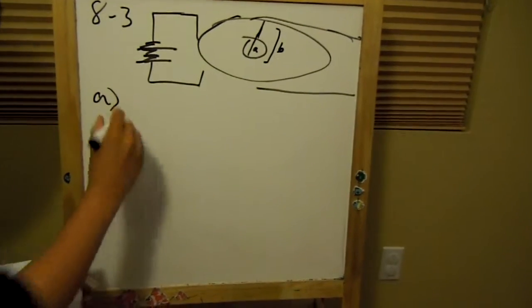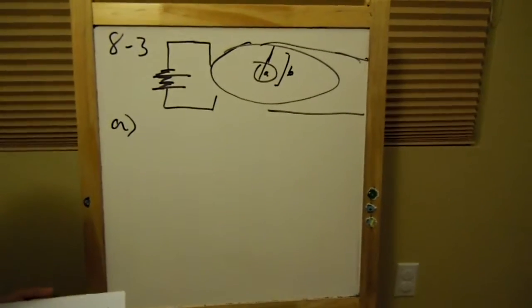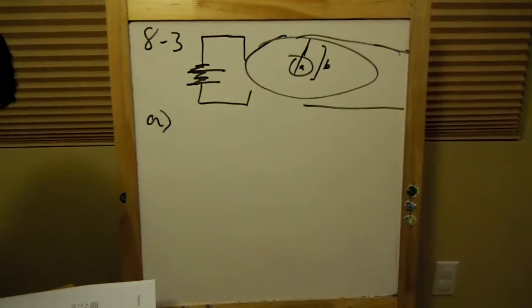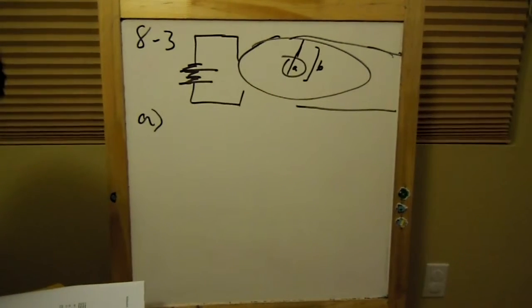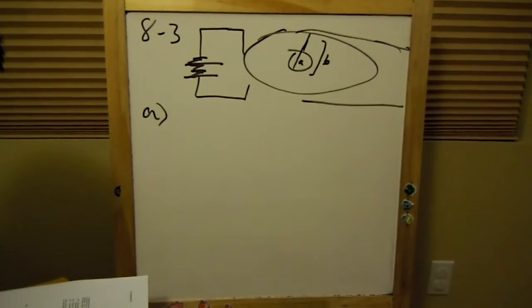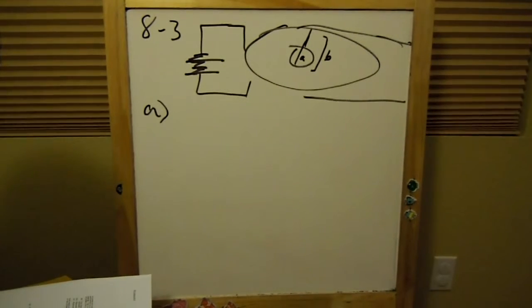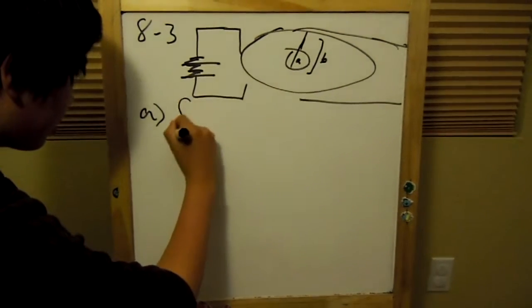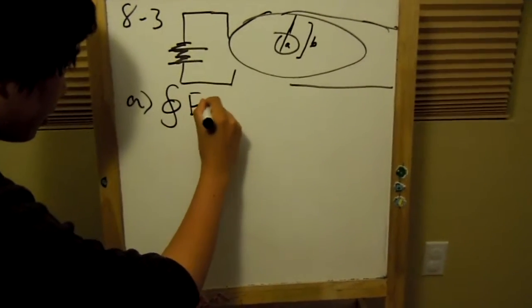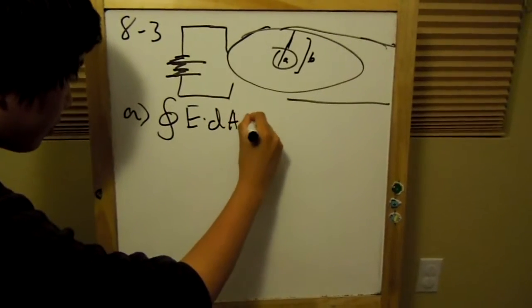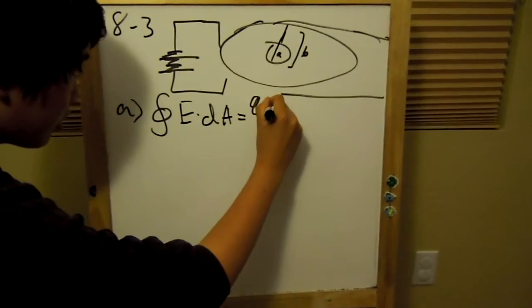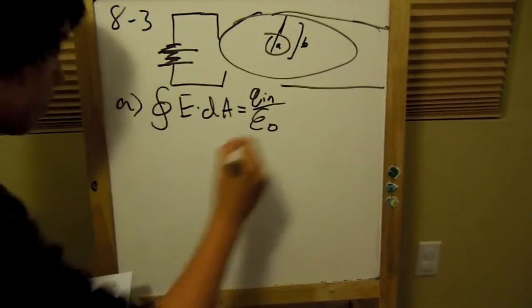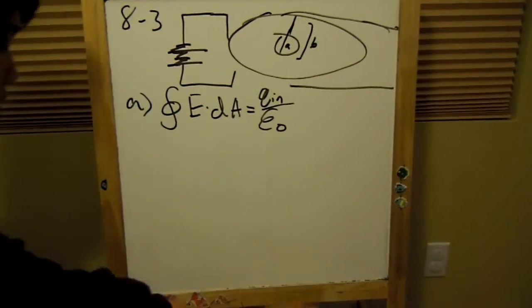And the first part asks us to use Gauss's law to determine an expression for the electric field at a distance r from the axis of the cylinder, where A is less than r and B is greater than r. So just write Gauss's law right here. The closed surface integral of E dot dA is going to equal the charge enclosed over epsilon naught. So that's the general formula for Gauss's law.